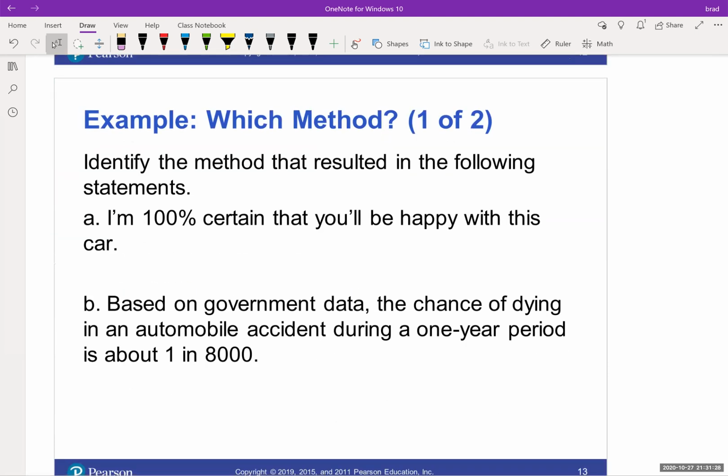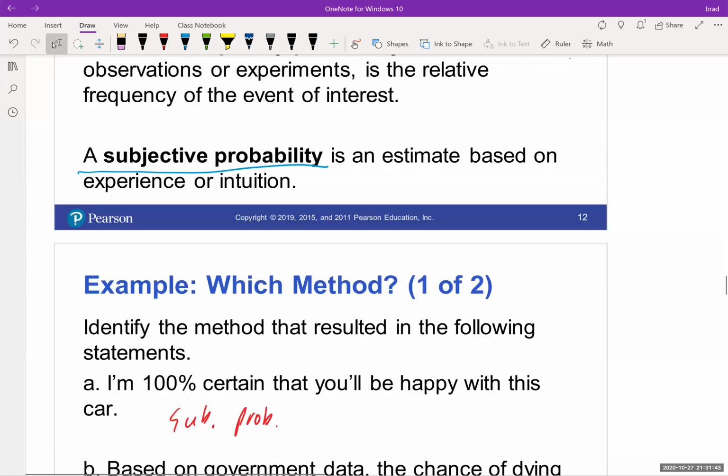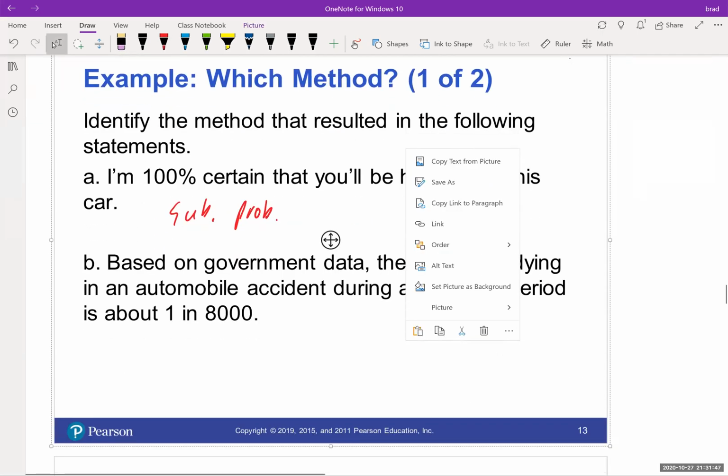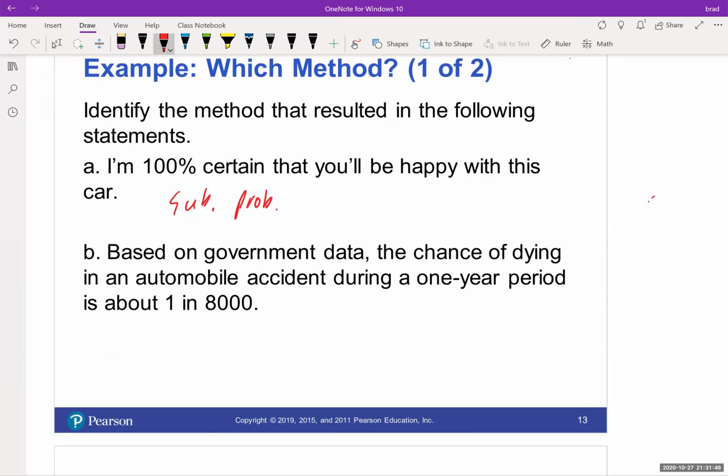Okay, so identify the method that resulted in the following statement. I am 100% certain that you will be happy with this car. Okay, so that's definitely subjective, right? Subjective probability is an estimate based on experience or intuition. Again, they didn't really give me a lot to go on there. So it's definitely not theoretical, and it's definitely not relative frequency.